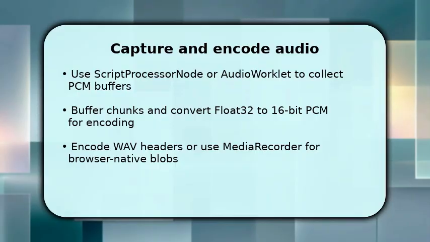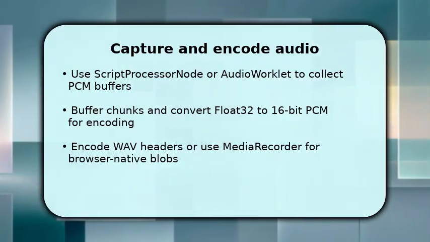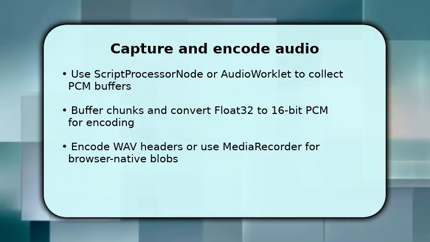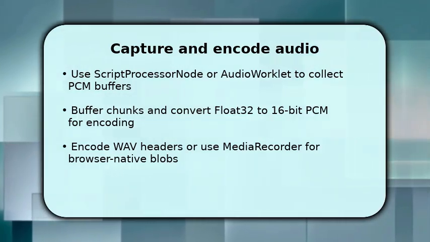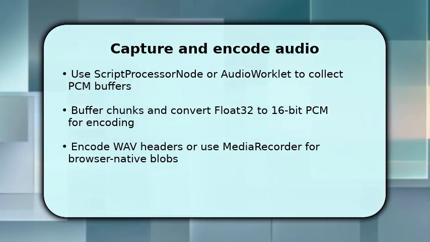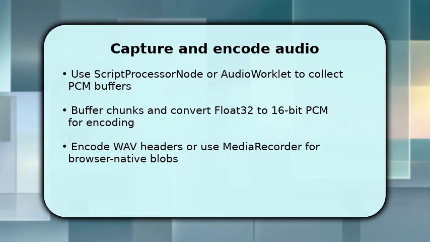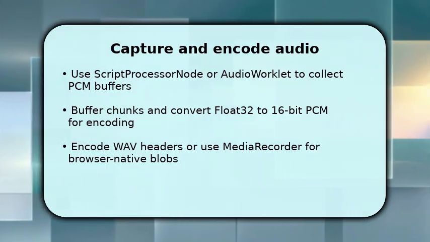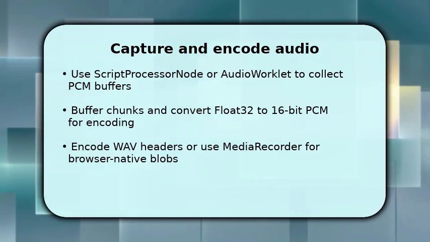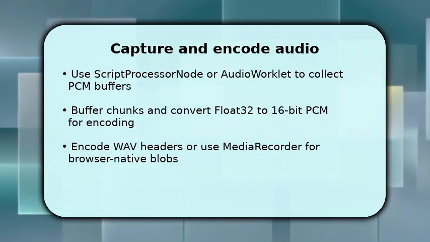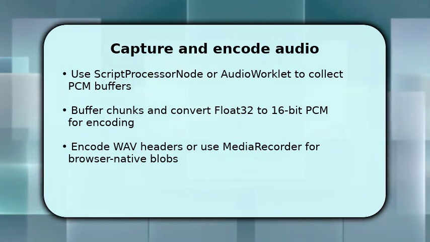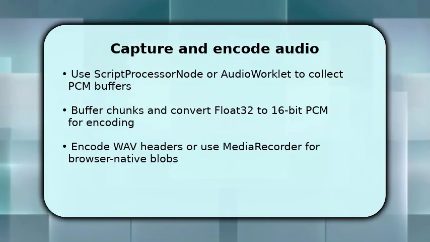Next, collect and convert audio data for storage. Create a ScriptProcessorNode, or, preferably, an AudioWorklet to receive PCM buffers in real time. This prevents UI jank. Once you get Float32Arrays, convert them to 16-bit PCM and append to a buffer. You can either build a WAV header and concatenate chunks for a downloadable file, or, if available, prefer MediaRecorder to produce compressed blobs directly. Make sure to manage memory by releasing buffers and tracking durations to avoid runaway allocations.